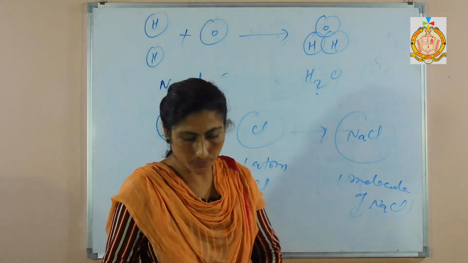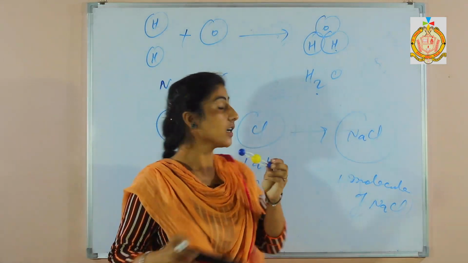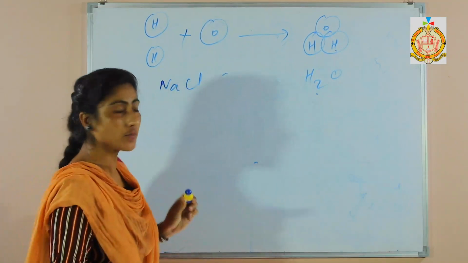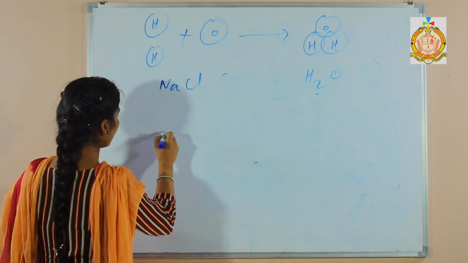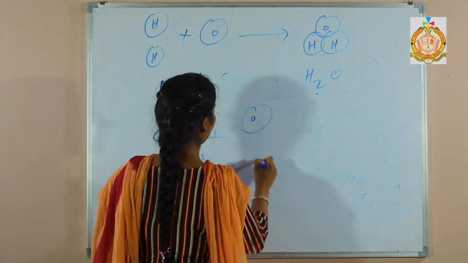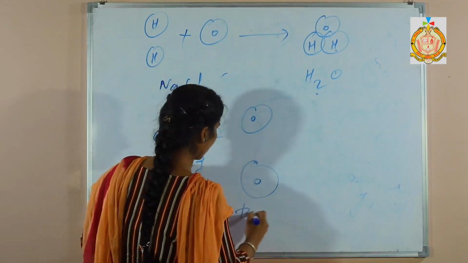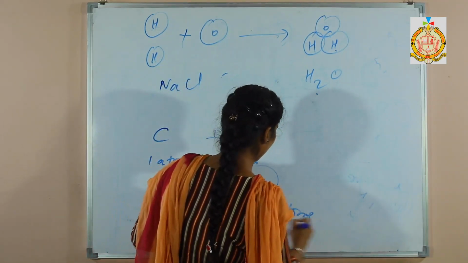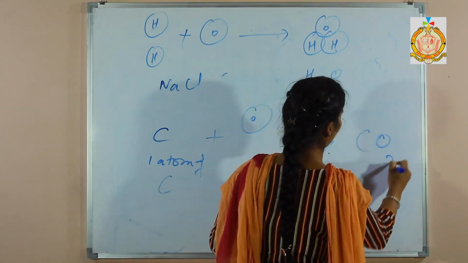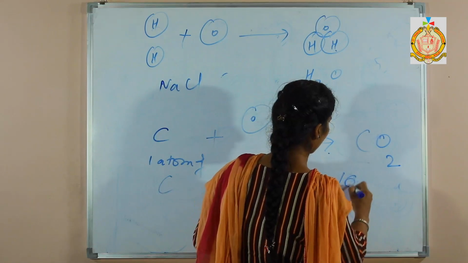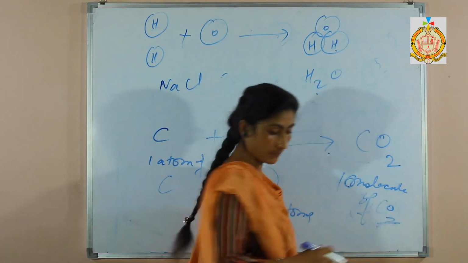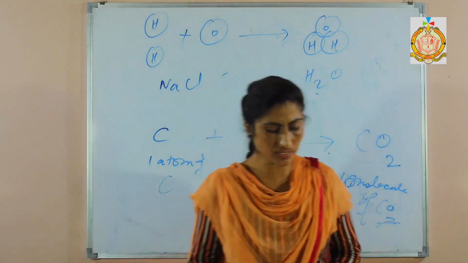Next, carbon dioxide. Similarly, 1 atom of carbon plus 2 atoms of oxygen make one molecule of carbon dioxide. Next topic is mixtures.